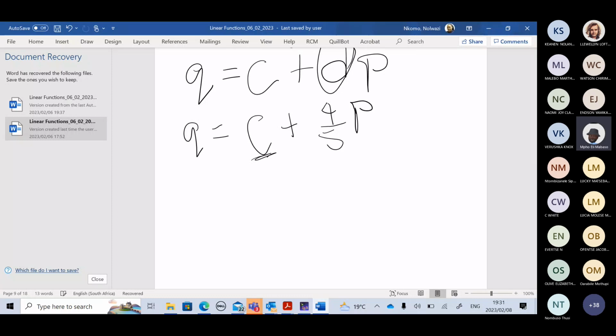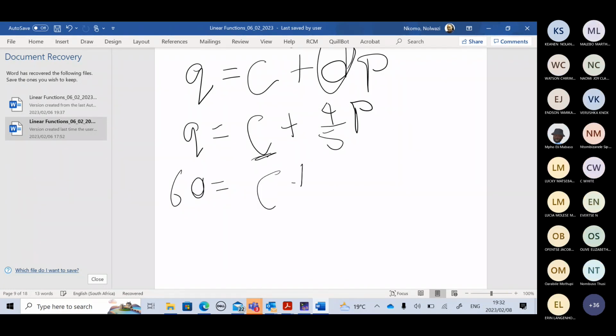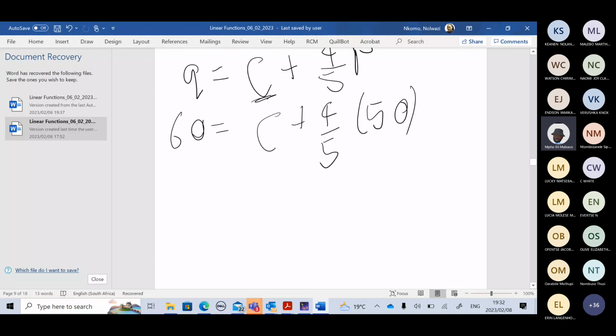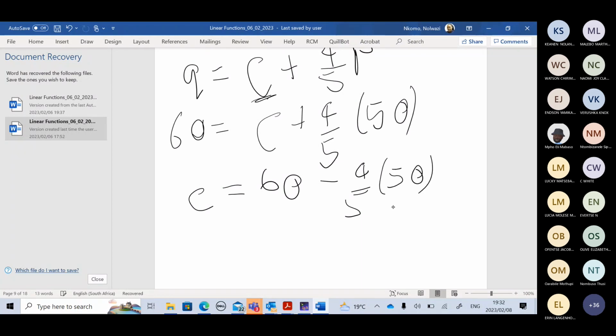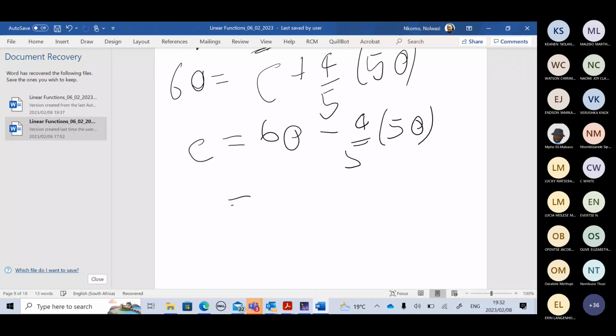To find C, yeah. Right? Okay, let me take 50 and 60, substitute 60 here plus 4 over 5, and I substitute 50 here. Actually, it's opposite. Actually, 50, and then you substitute 60 on 4 over 5. Then we get our C. C is equal to 60 minus 4 over 5 times 50. It's going to be 20. C is equal to 20.